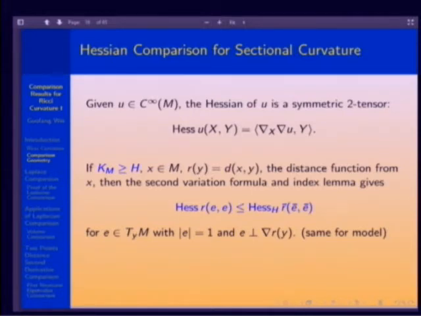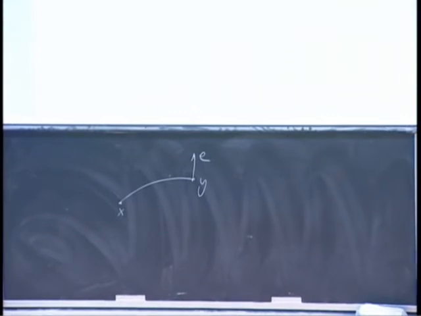So the Hessian is: you take the Hessian of the distance function. The distance function may not be smooth, so you understand it at smooth points. Even at non-smooth points, you can understand it in a weak sense. Maybe I'll mention that later. So if you take the Hessian of the distance function, here I compare with a unit vector that is perpendicular to the gradient of the distance function, because along the distance direction the Hessian is 0, so it's not interesting. Here x is fixed, and this is y, so this is a tangent vector at y.